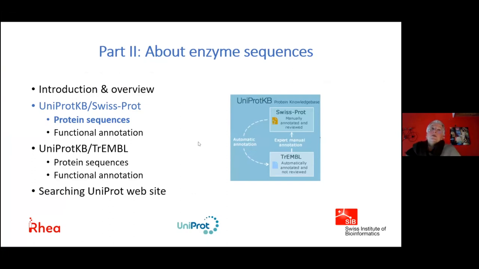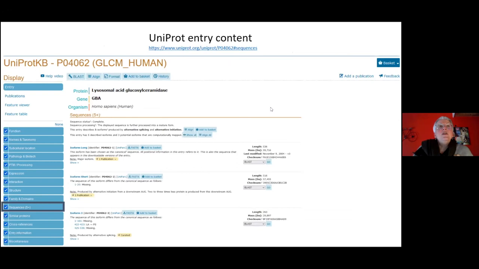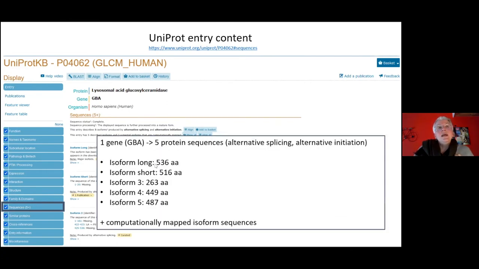Where do the protein sequences come from in UniProt? As I said previously, in Swiss-Prot, you have one record, one gene, which could have several proteins, which could give rise to several protein sequences, and you have one species. For this specific gene here, we see that there are five different protein sequences which are produced by this given gene. And if you look carefully, you see that these protein sequences have different lengths and may have different function because the length is not the same.